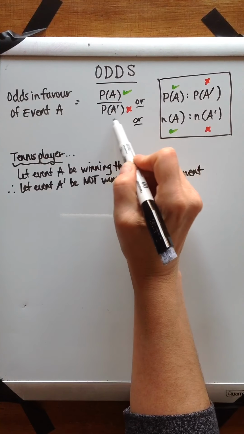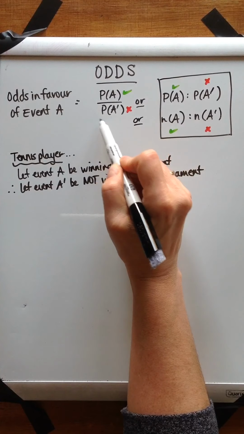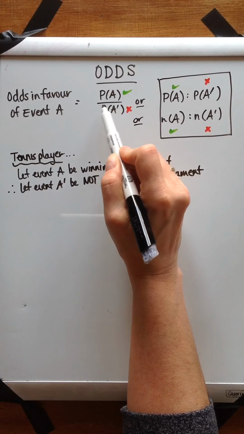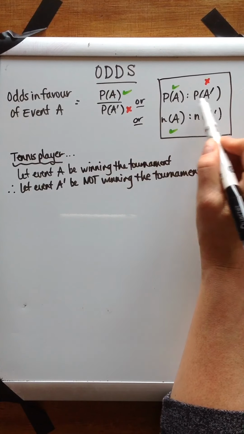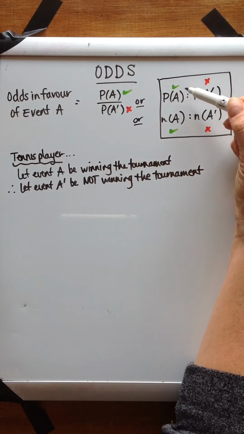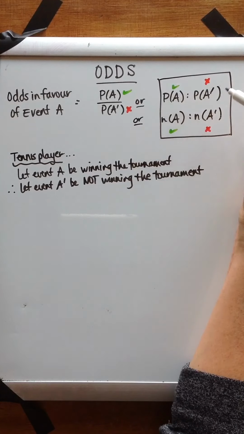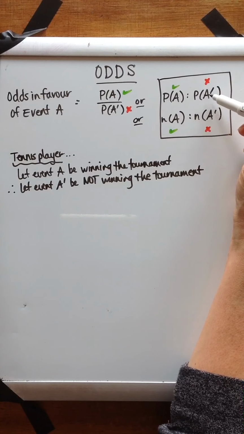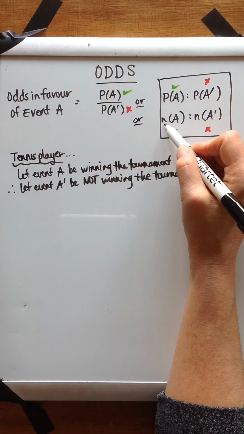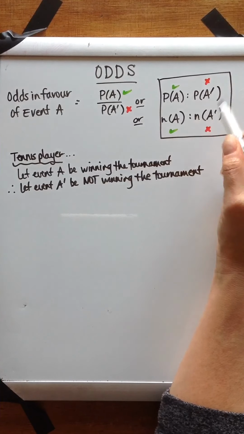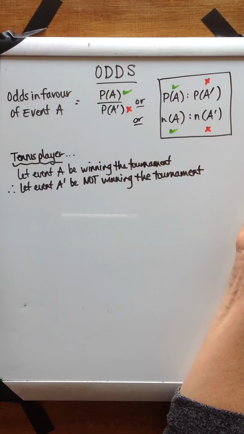The reason being, what's in the denominator here is the probability of an event not happening. So it's not the total of the events that do and don't happen. This is a more clear way of showing the probability of an event A happening compared to the probability of an event not happening. Or instead of probabilities, it could just be the number of occurrences of that event happening compared to the number of occurrences of the event not happening.